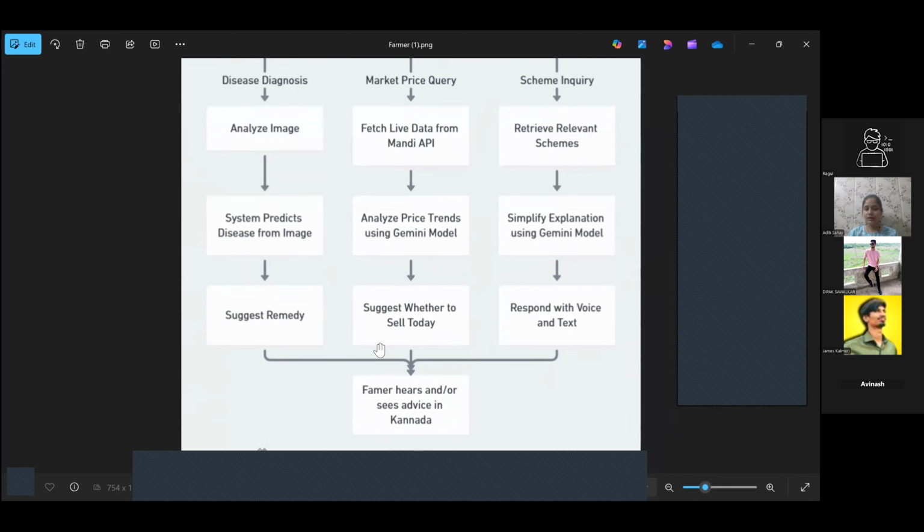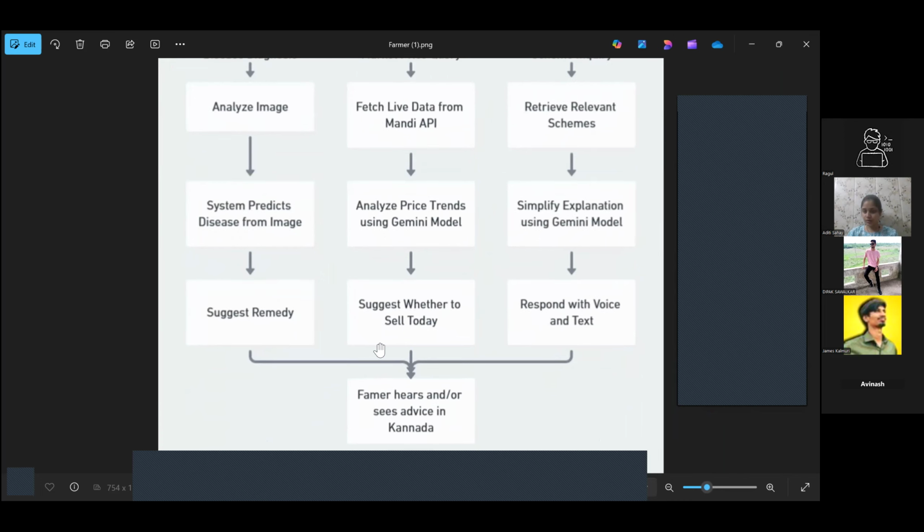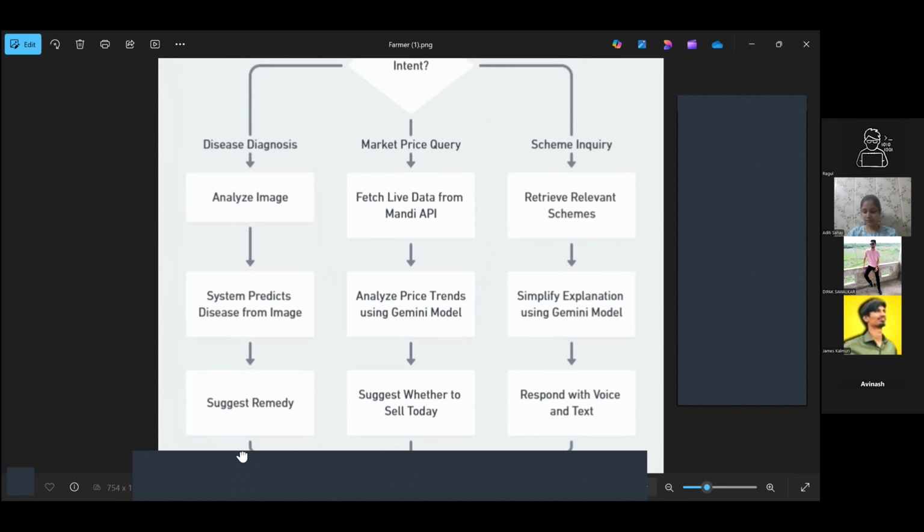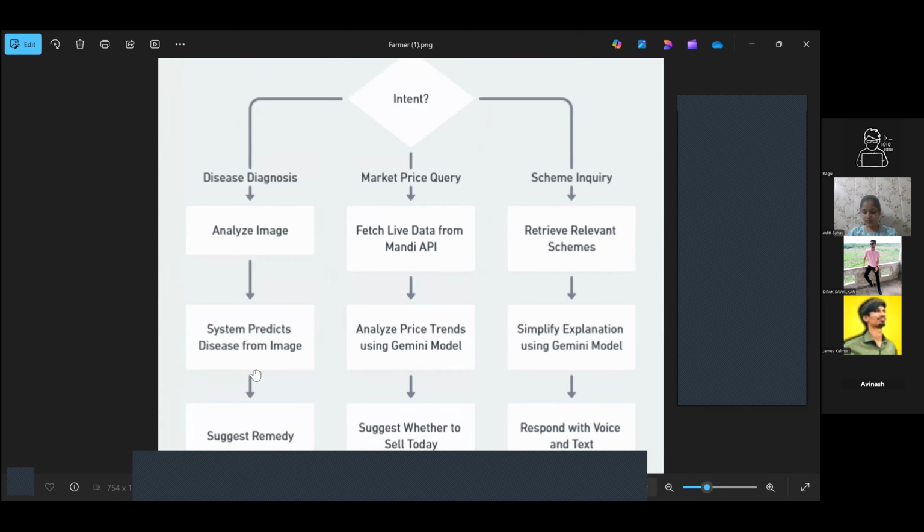We can move on to the next one. Avinash, you have something to say? Network issue. Okay. Rahul, now we can move on with your work.